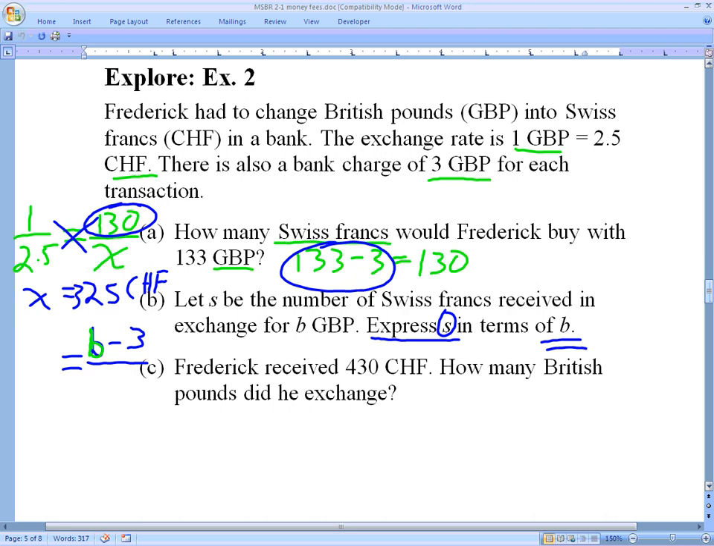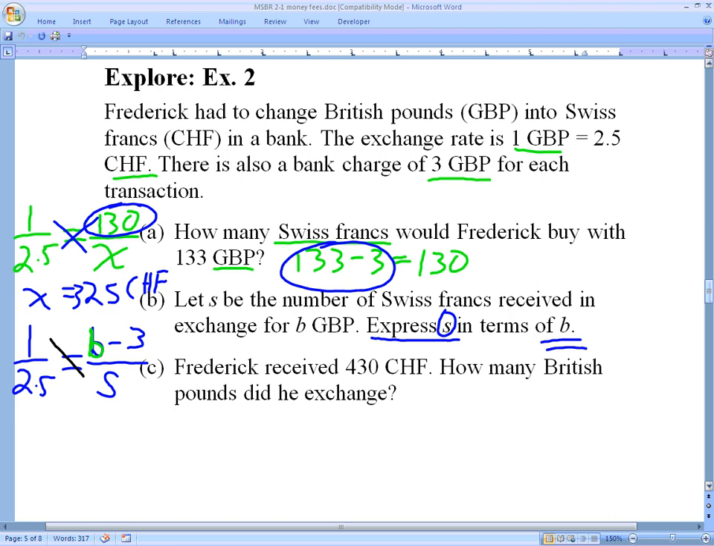We know that our conversion ratio is going to be 1 to 2.5. And then we know we will end up with S, which is our number of Swiss francs. Now, we have not expressed S in terms of B yet. We just have an equation with both an S and a B in it. And in order to express S in terms of B, we have to get S alone. So we're still going to go ahead and cross multiply.